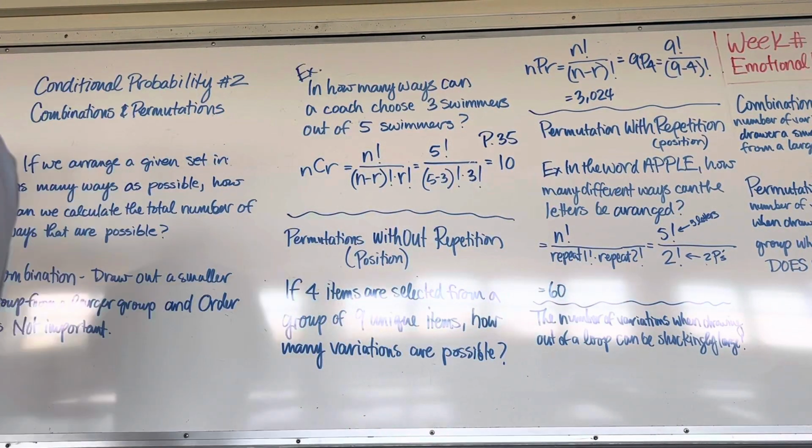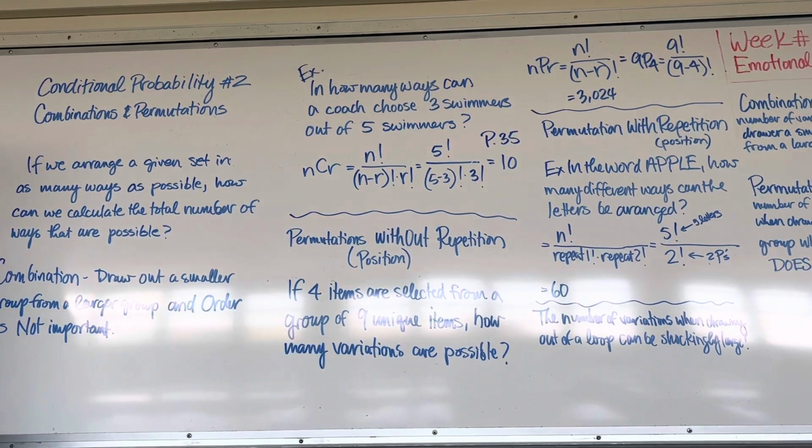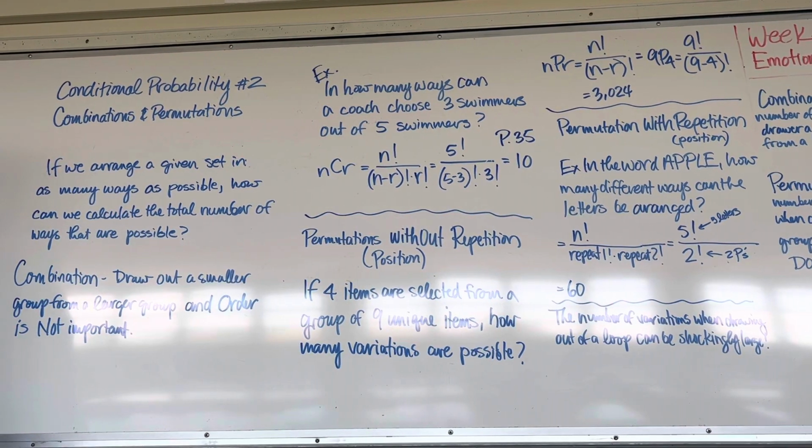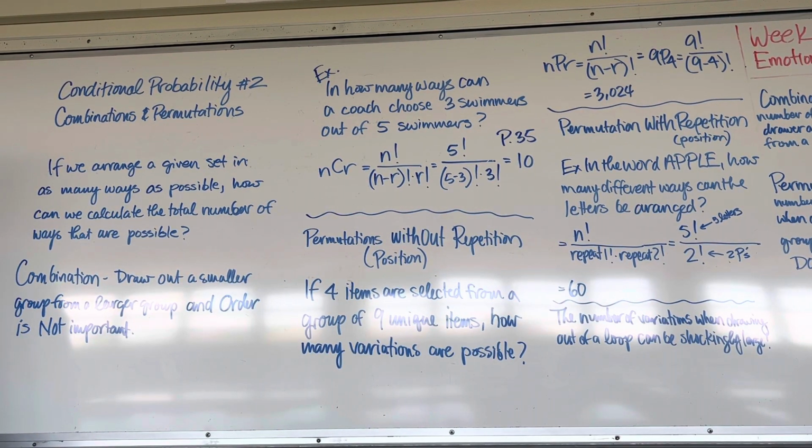All right, so combinations and permutations. This is conditional probability number 2. Combinations and permutations. Say combinations.